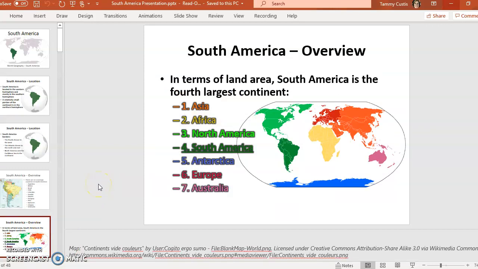All right, in terms of land area, definite test question. Okay, South America is the 4th largest continent, the 4th. So if you want to draw a 4 somewhere on your map, just to have a visual to remember that, it is the 4th largest. First is Asia, then Africa, North America, and then South America, 4th.